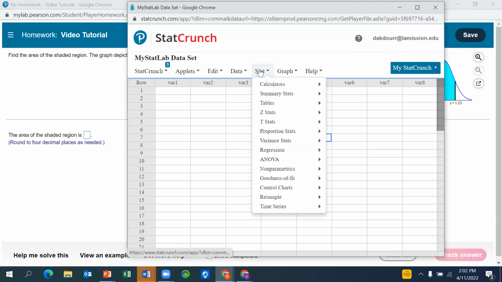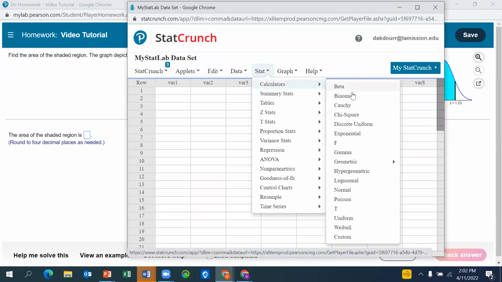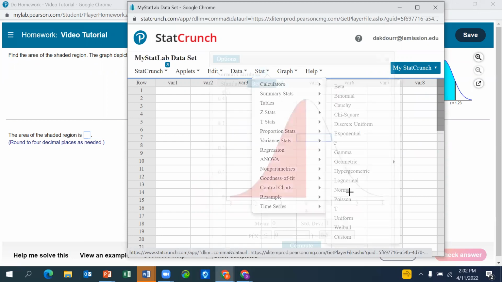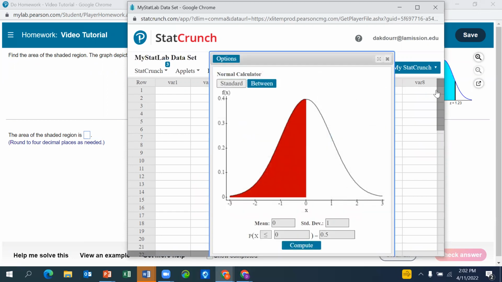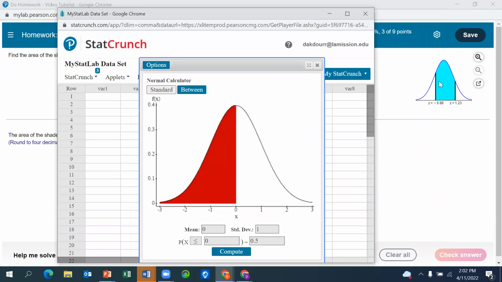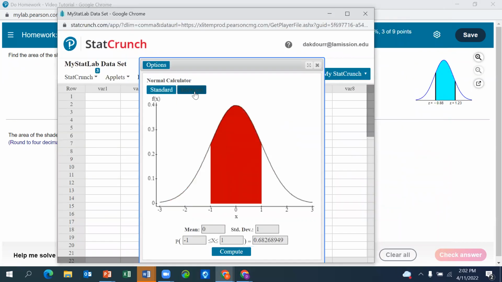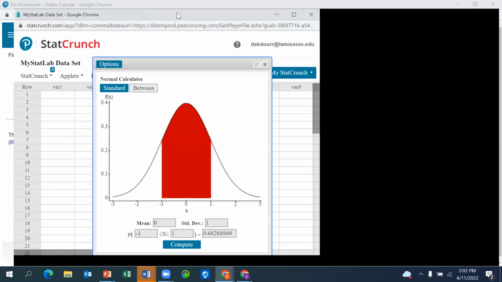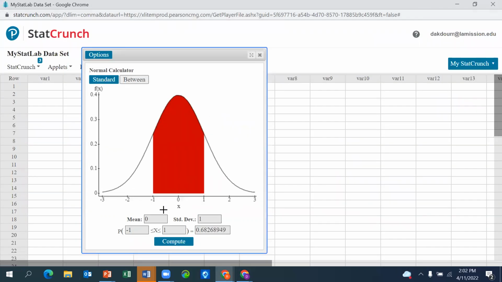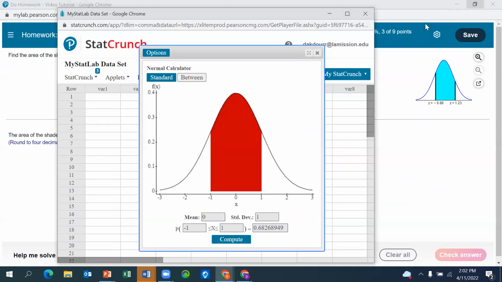Again, we use the StatCrunch calculators. Again, you're going to have to select normal. We have a normal distribution, you can tell from the graph, except now we have "in between," so we have to select in between. Now we have 0 and 1. Remember, we have the standard normal distribution, which has a mean of 0 and a standard deviation of 1.